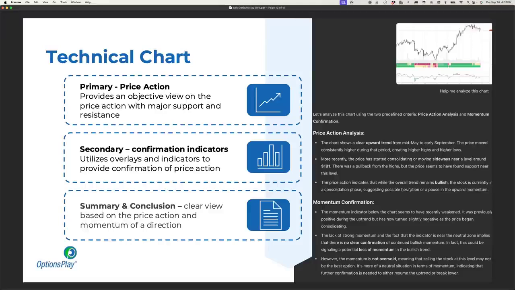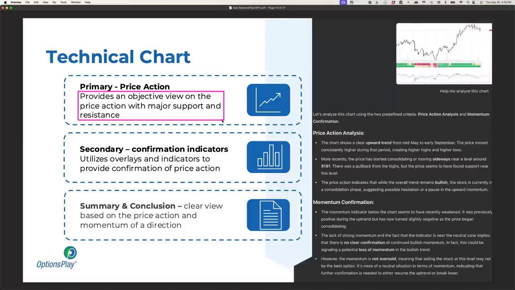So from our perspective, we don't want to look at any specific indicator, because indicators by themselves are lagging in nature. The most important thing we look at is price action. What does price action tell us? Trying to get an objective view from price action with only major support and resistance levels, horizontal support and resistance levels, is the first step.